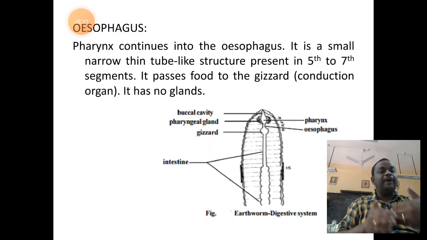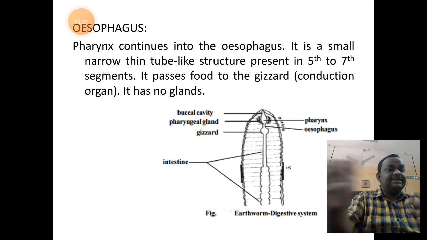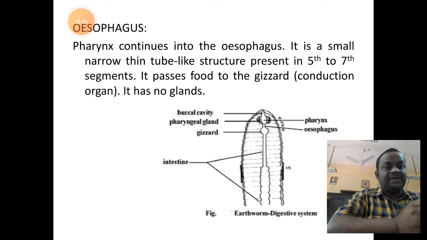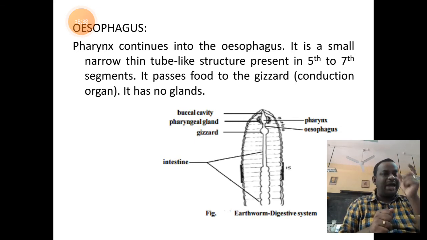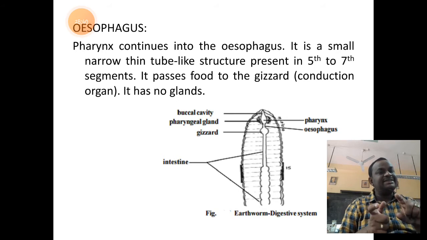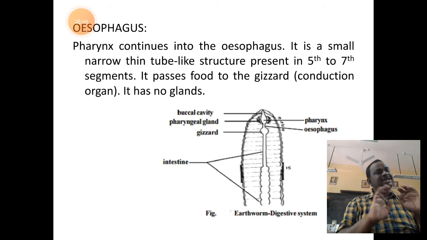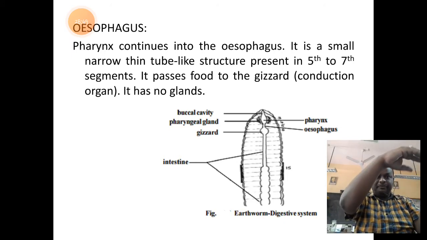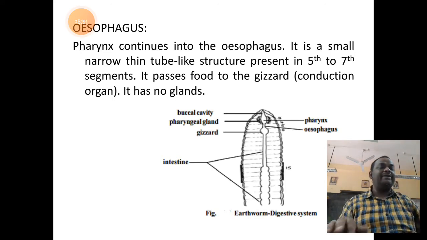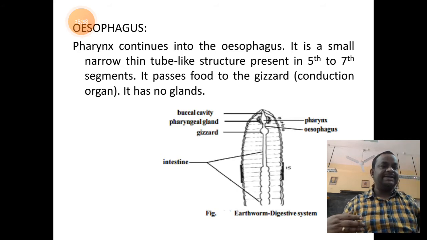Now, the pharynx is followed by the part called the esophagus. Pharynx continues into the structure of esophagus. It is a small, narrow tube which is very thin. It is present between the 5th and 7th segment, and it is also a conducting part. Meaning to say, it will just allow the food to pass from one part to the other part of the digestive system.